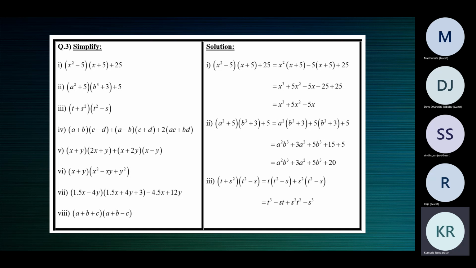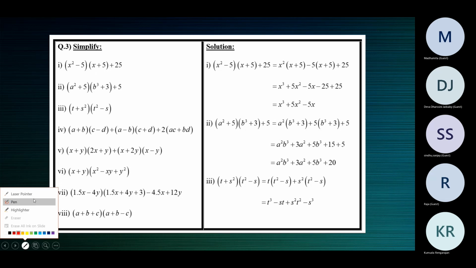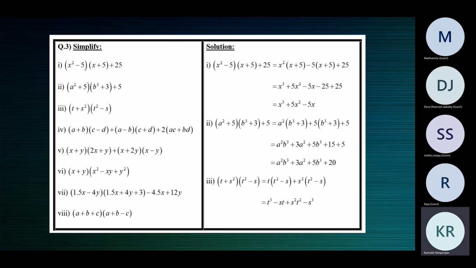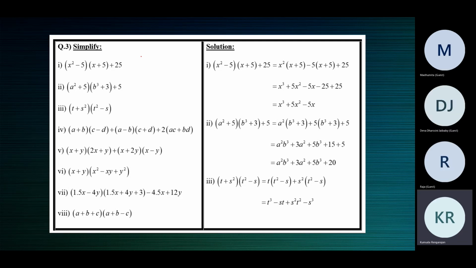We learned something new today. So see this, children: simplify. Simplify meaning, like in English we say, do as directed. Do as directed means just see the instructions, whatever the instructions say, do that. So simplify meaning see whether you should add, subtract, multiply or divide. It depends on the instructions we see here.